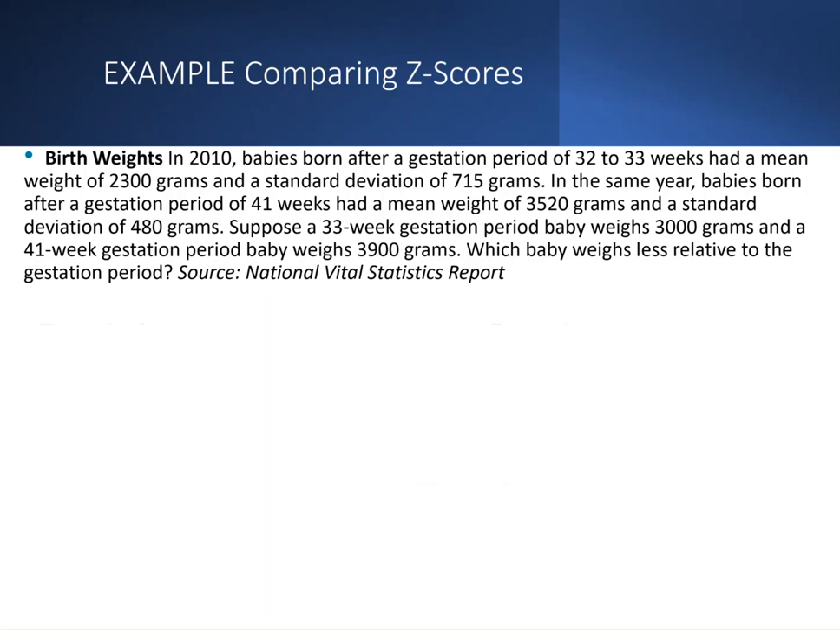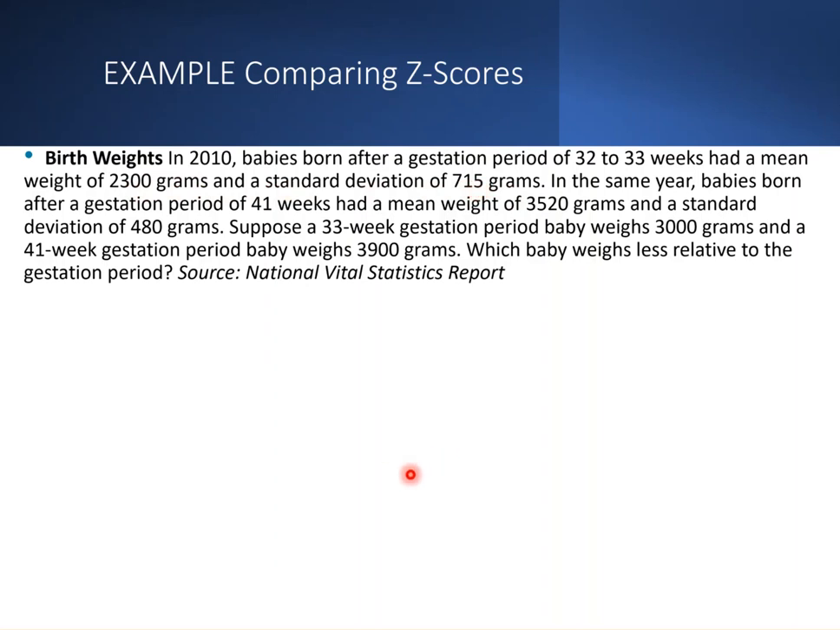So in this example here, we want to talk about comparing the birth weights of preemie babies versus full-term babies. In 2010, babies born after a gestation period of 32 to 33 weeks, so we'll say a preemie baby, had a mean of 2,300 grams and a standard deviation of 715. So all of the preemie babies within that year had an average weight of 2,300 grams with a standard deviation of 715.